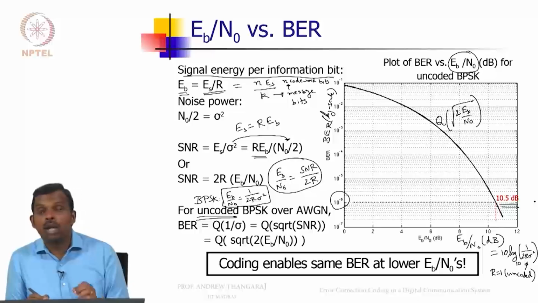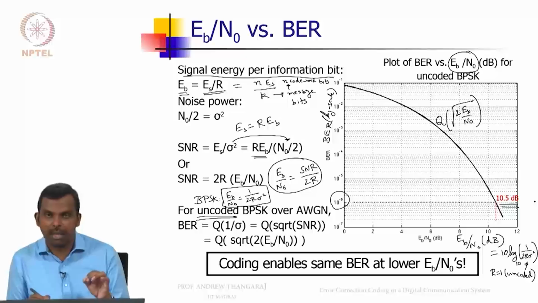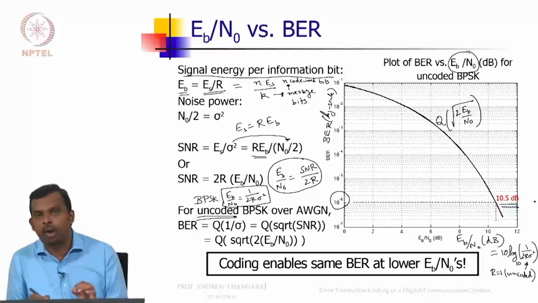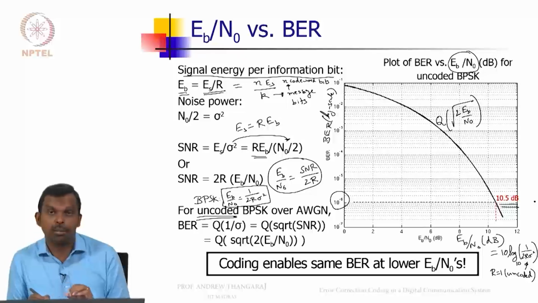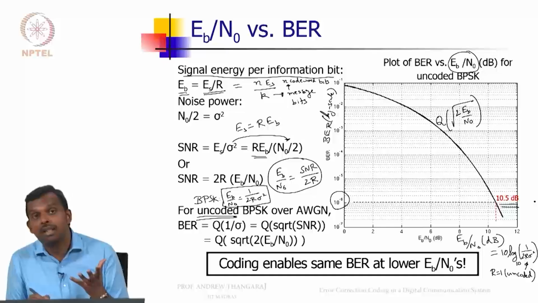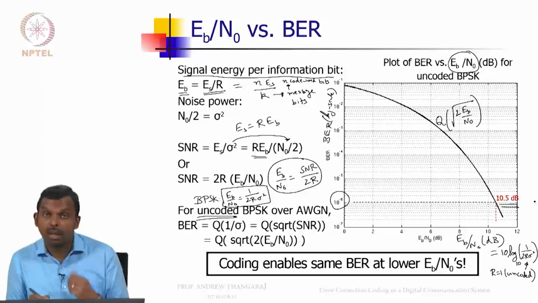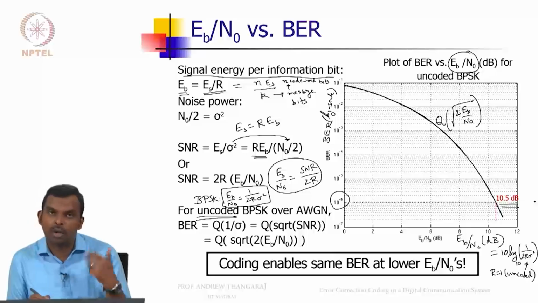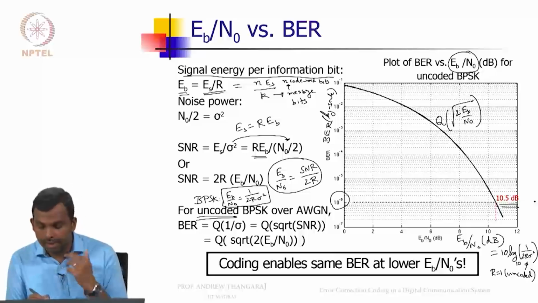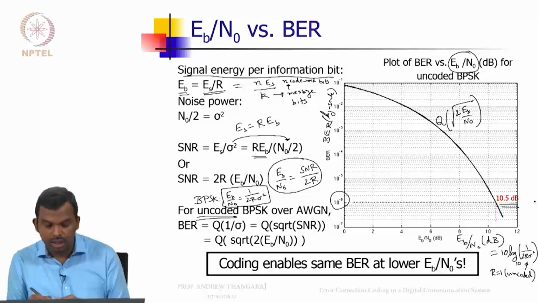So, if you want a bit error rate of 10 power minus 6 with uncoded BPSK, you need an Eb over N naught of 10 dB or so, 10.5 dB. That means roughly the signal energy is 10 times the noise energy, right. 10 dB is the same as a factor of 10. So, that is the conversion that you have here.